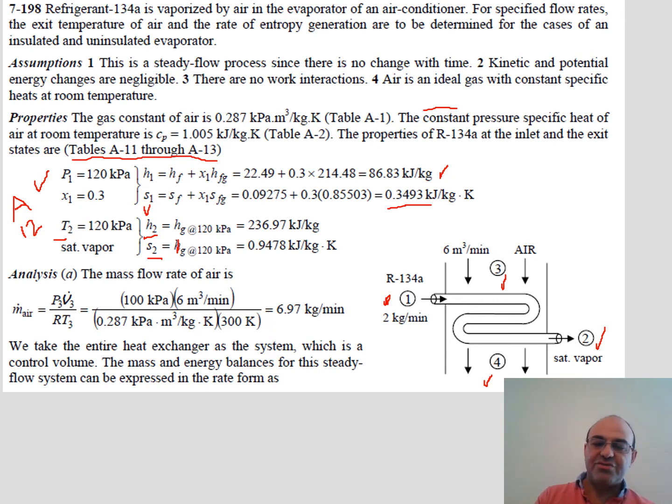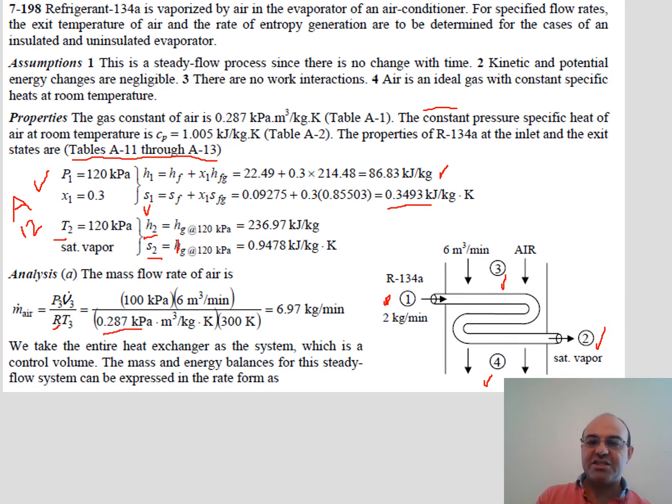So from the saturated, from the two-phase table A12. Okay. So for air, we go ahead and read R from table A1. So R comes from table A1. We need to write it down.